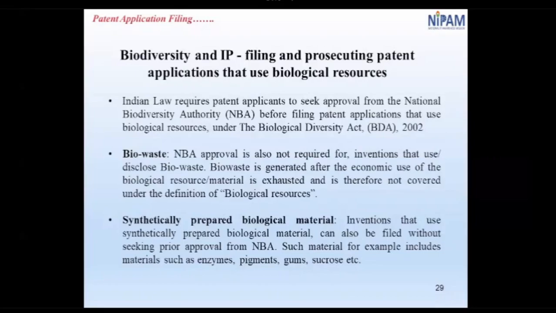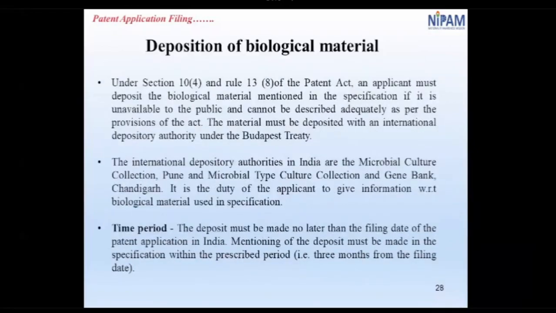But suppose you are doing research, you have gone to a nearby forest, and you isolated a rare kind of plant or plant active compound, then you have to go for NBA. And remember, there is a difference between NBA approval and the deposition of biological material. NBA means any biological resource, whether it is a plant or anything else that you are using in your research, for which you need to take permission from NBA.